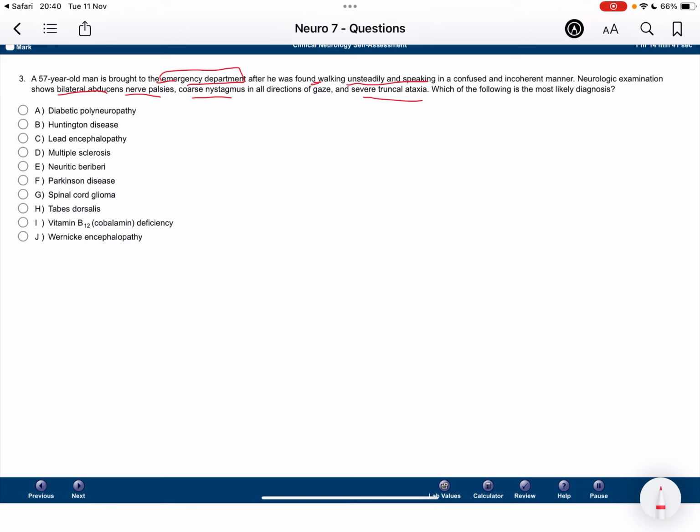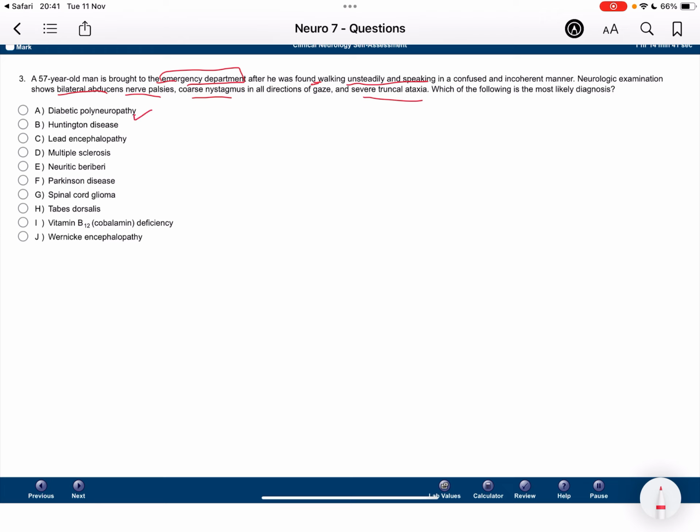It is Wernicke's encephalopathy I will have to think of, because a patient who has got ataxia, who is confused, who has nystagmus and has got bilateral abducens palsy, my first most important thing is Wernicke's encephalopathy. However, we will also have to see other options as well, because I'm not sure what could be the right answer. We talk about diabetic polyneuropathy.